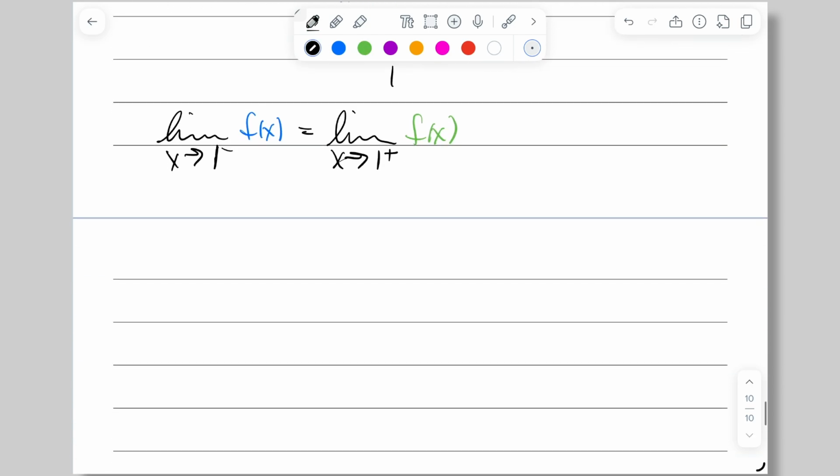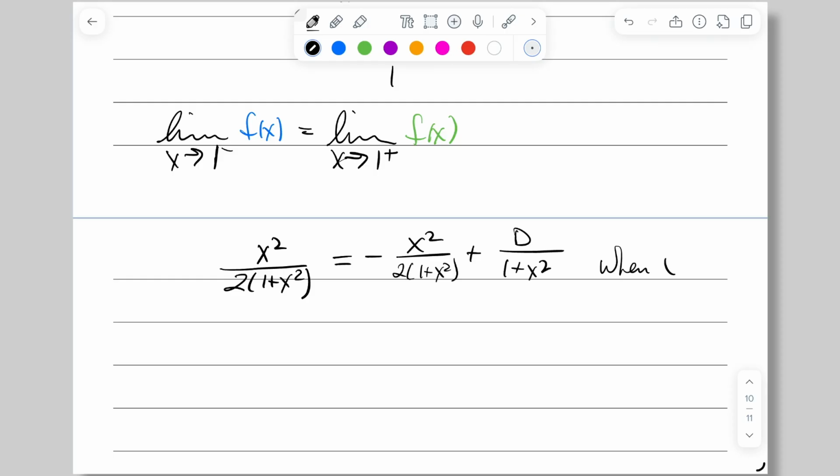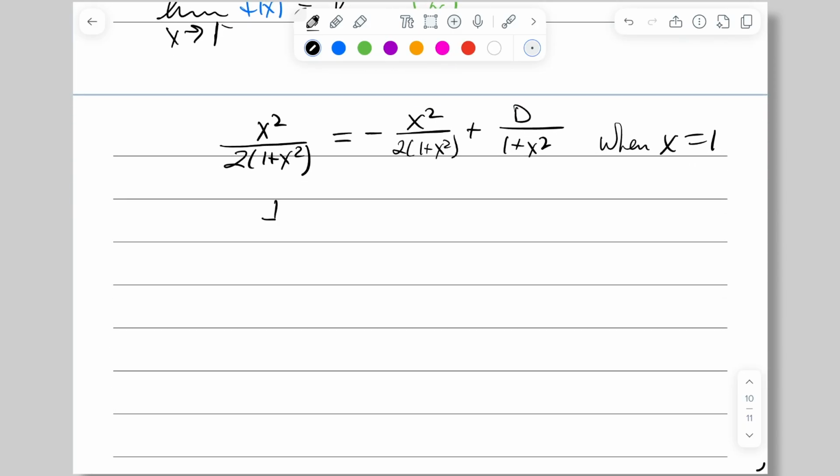What that means for our solution is that we need x squared over 2 times the quantity of 1 plus x squared to equal negative x squared over 2 times the quantity of 1 plus x squared, plus d over 1 plus x squared, when x is equal to 1. Substituting 1 in place of x is going to give us 1/4 is equal to negative 1/4 plus d over 2, and we'll find that gives us that d equals 1.